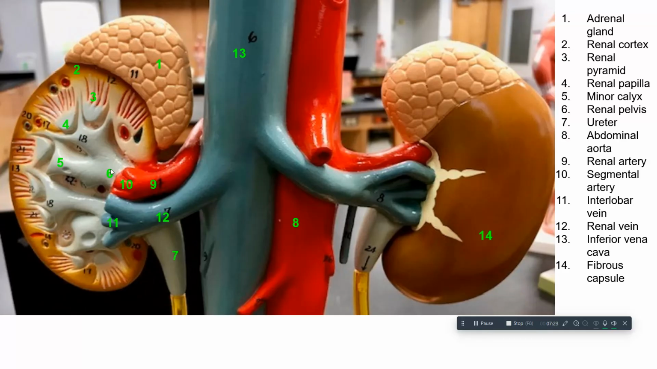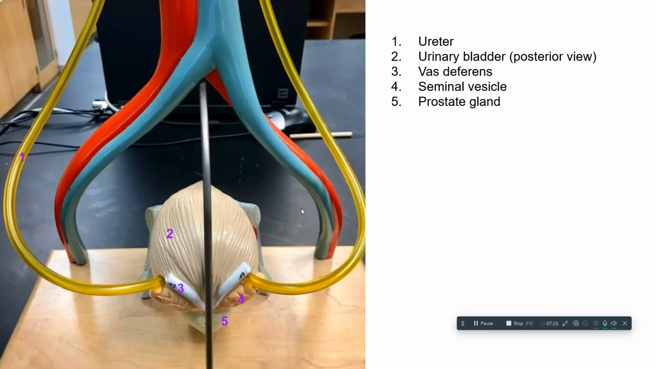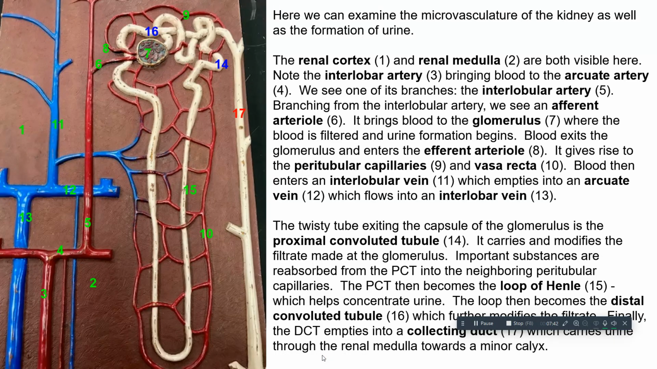Not my favorite model. It's okay. Here's the urinary bladder. We see the ureters going to it. There's a vas deferens on each side because this is a boy. Seminal vesicles, prostate gland. Again, not my favorite model, but it's not bad.